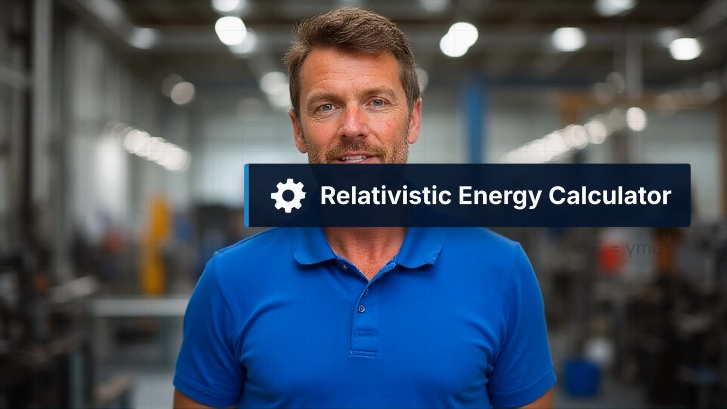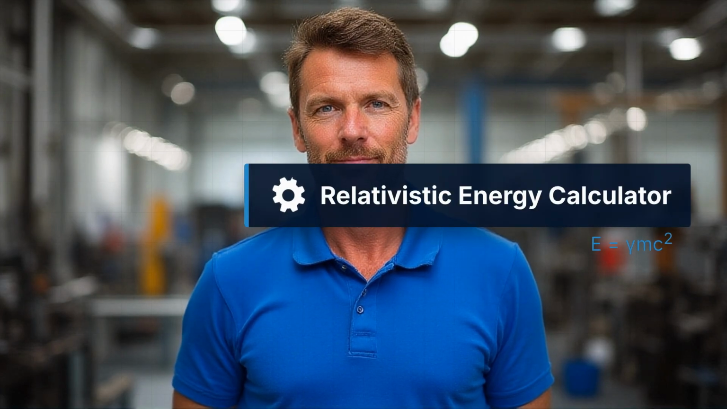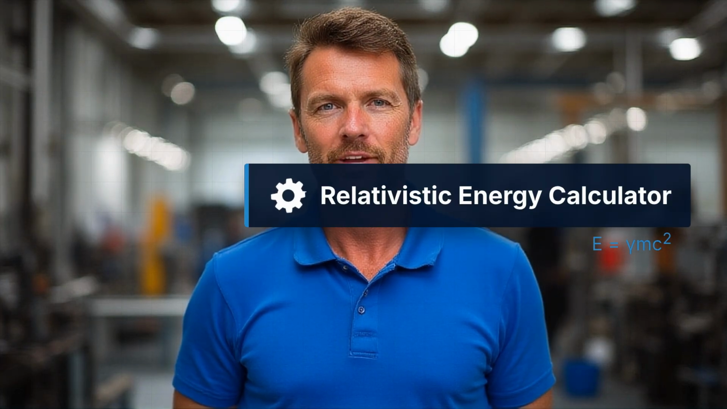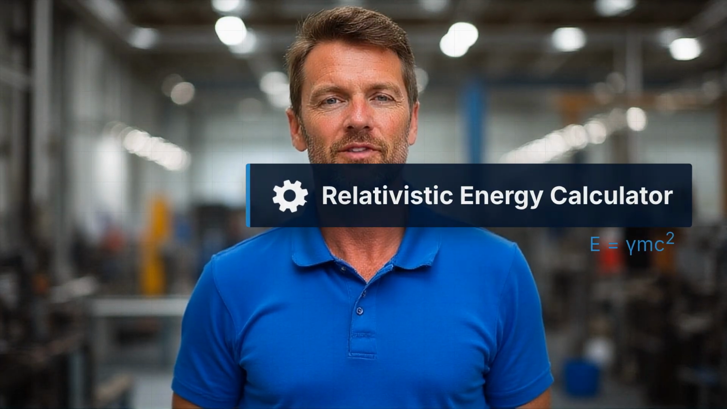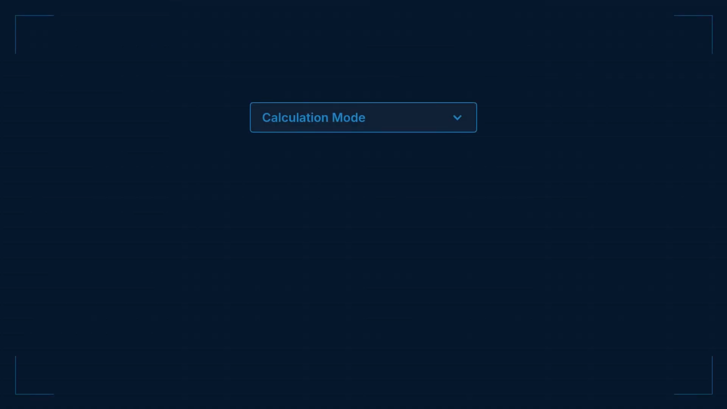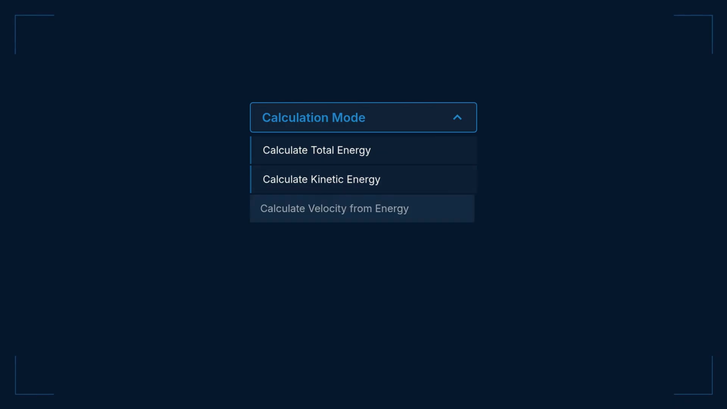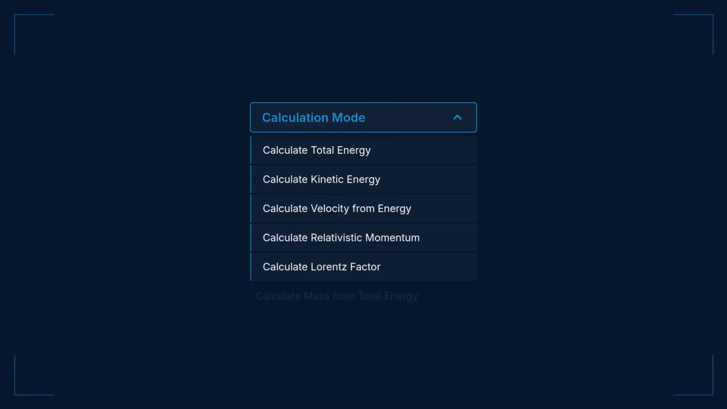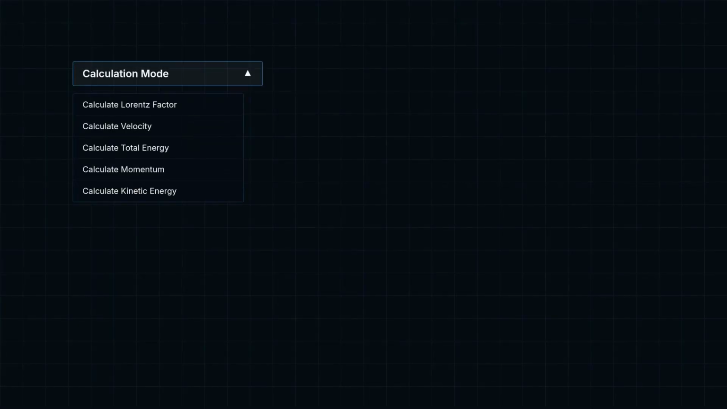This is the Relativistic Energy Interactive Calculator, which solves Einstein's energy-momentum relationships for objects moving at significant fractions of the speed of light. The calculator has a calculation mode drop-down menu with 6 options: calculate total energy, calculate kinetic energy, calculate velocity from energy, calculate relativistic momentum, calculate Lorentz factor, and calculate mass from total energy. For this demonstration, I'm selecting Calculate Total Energy.